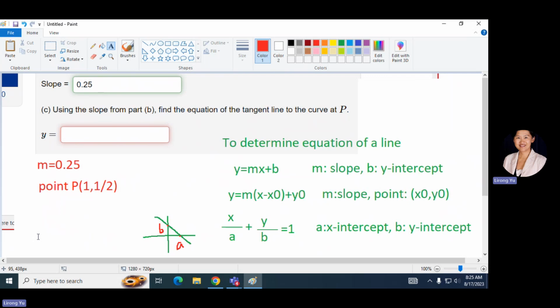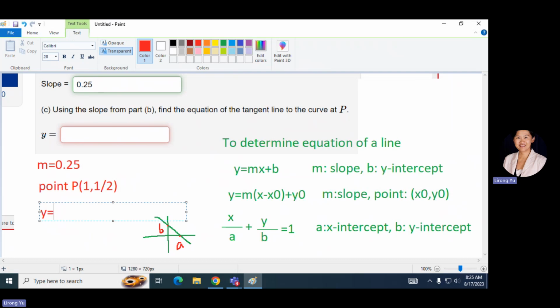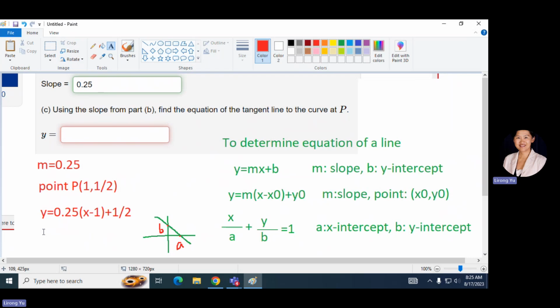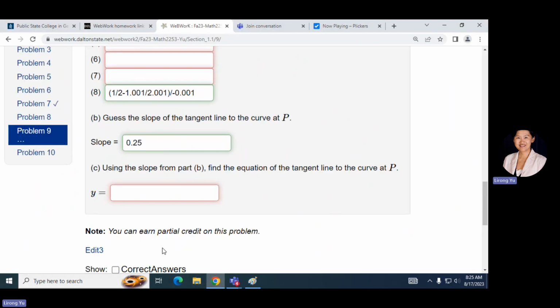Since we have the slope and the point, it's easiest to apply the second formula to determine the equation of the line. Basically, an equation of a line can be determined when you have 2 points. Normally, if you have 2 points, we try to find the slope and then use one of these. The y-intercept can be calculated. So the equation of the line for this question would be y equals 0.25 times (x minus 1/2). And that's how we construct the equation of the line.